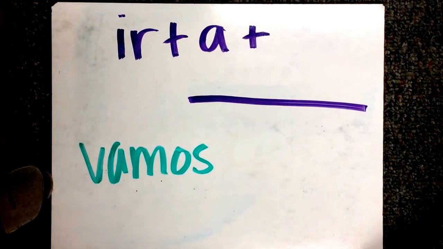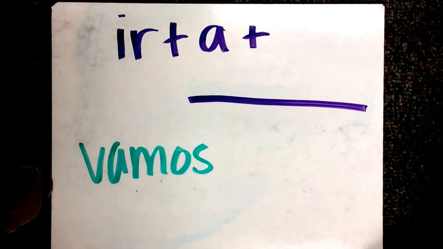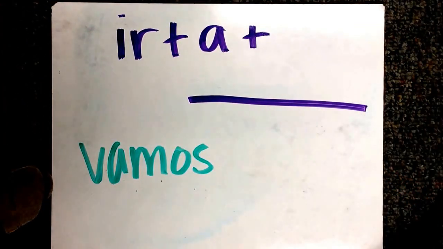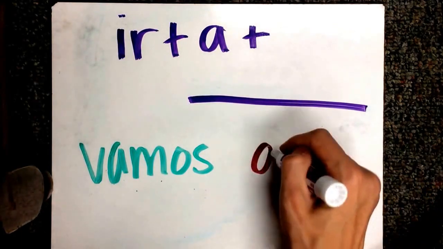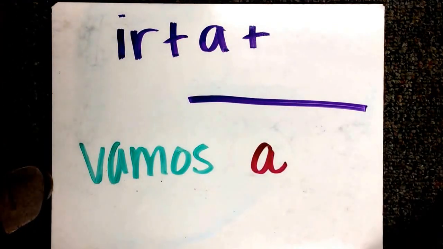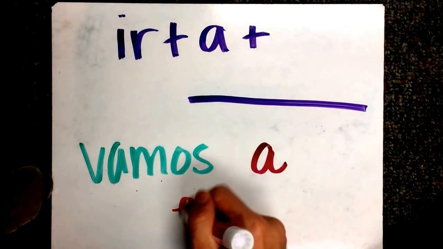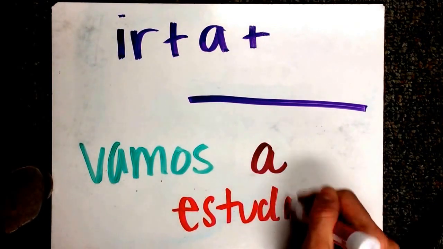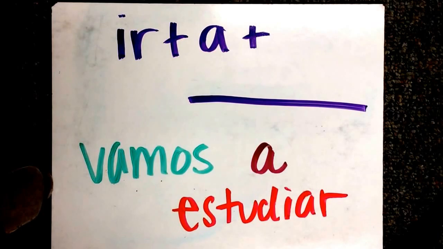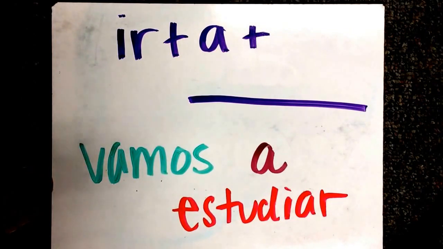So let's say you want to tell your friends that we're going to study. Let's study, guys. Vamos a, and then the infinitive, estudiar. Super easy. You've been doing it since Spanish 1. It's just a different way to suggest or command that people do something. To make it nosotros, you just put it in the nosotros form of the verb ir.